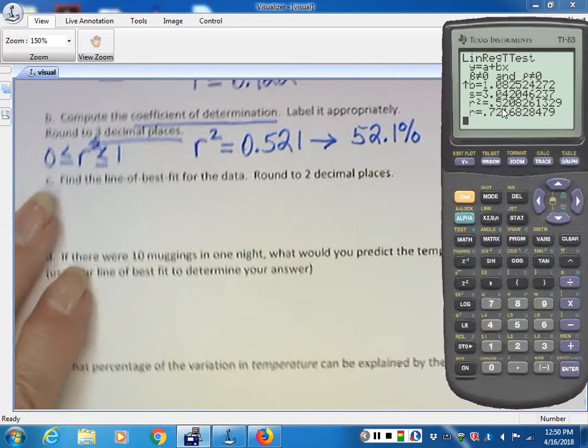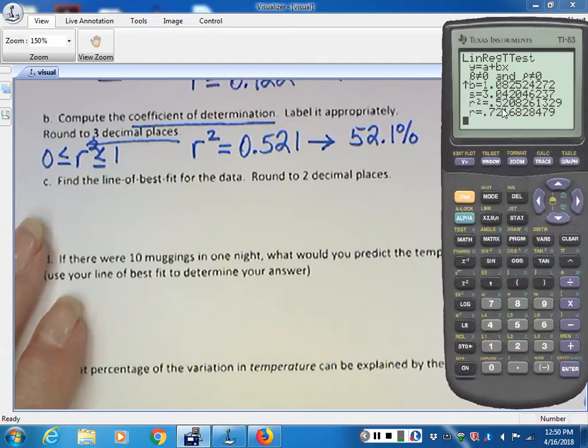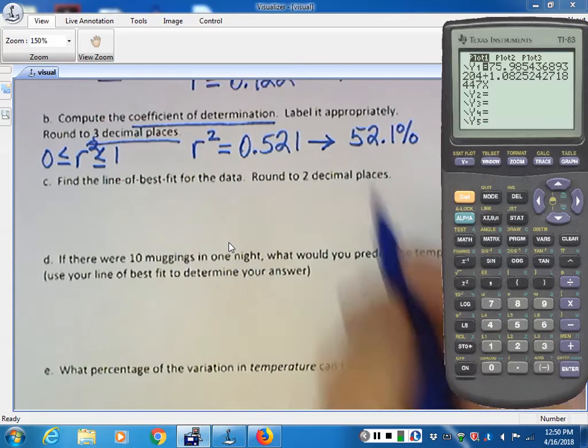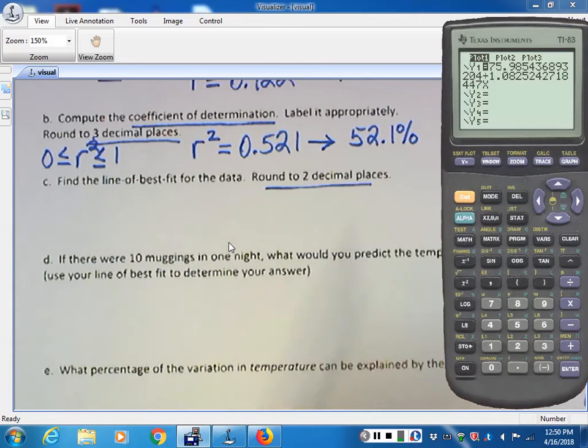Then it says find the line of best fit for the data. Hit your Y equals button. That's the line of best fit. Now we can round that to 2 decimal places because it says we can. What I'm going to do before I even try to write it down is go over here and try to round it to 2 decimal places so that I can write it down more easily. So 75.985 would become 75.99, and then I would just drop the rest of that number.